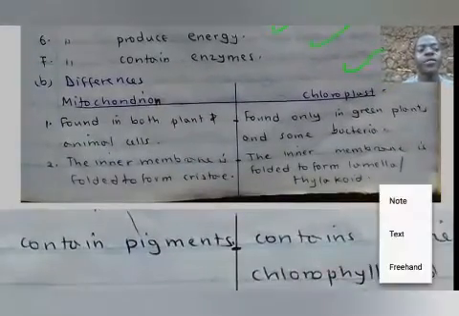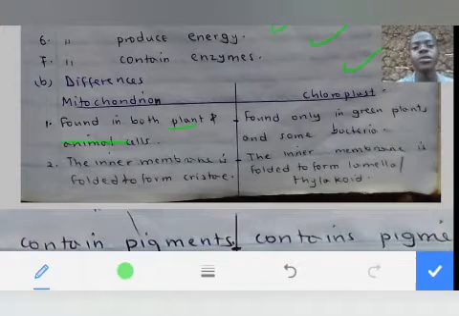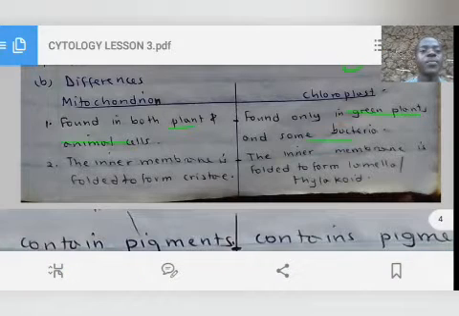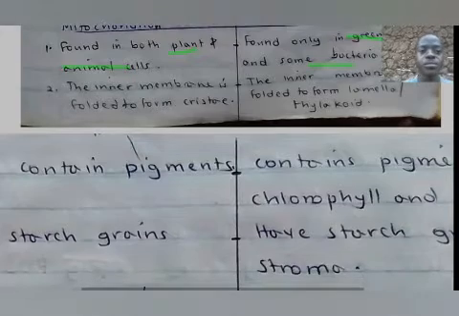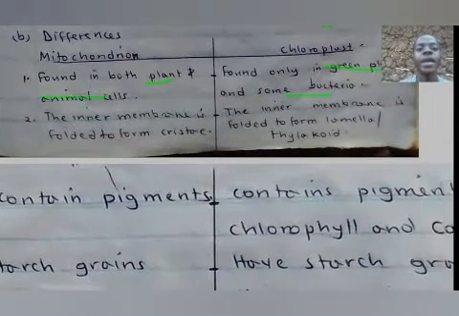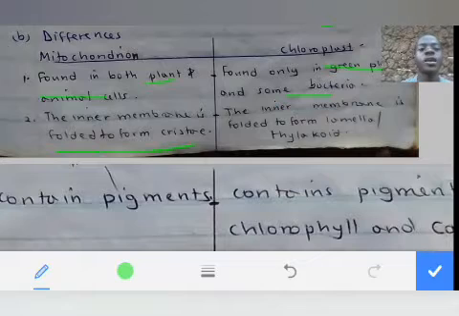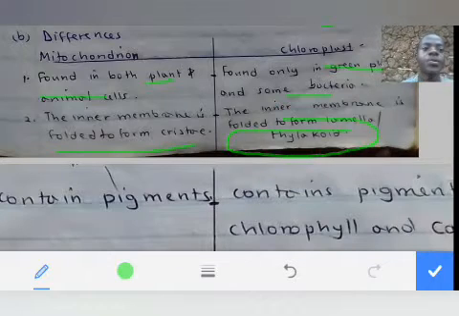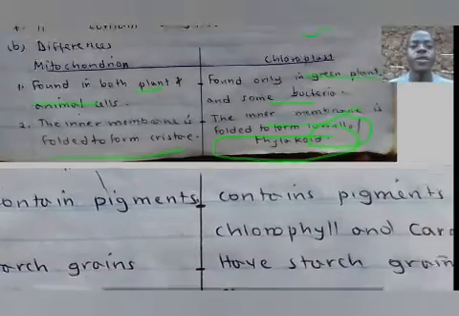But they are somehow different because the mitochondria is found in both plant and animal cells, but the chloroplast is found in green plants and some bacteria. So some bacteria contain chloroplast, as you already know. And also the inner membrane of the mitochondria is folded to form cristae, but this one is folded to form the thylakoid, or the one that we call the lamella. So those are some of the differences.